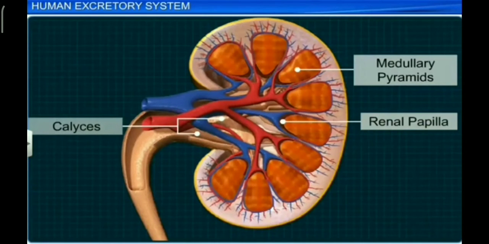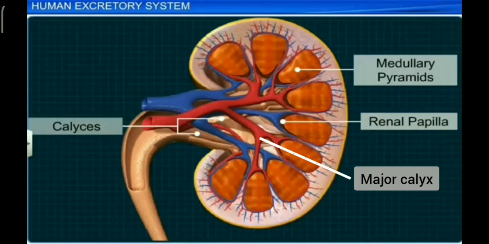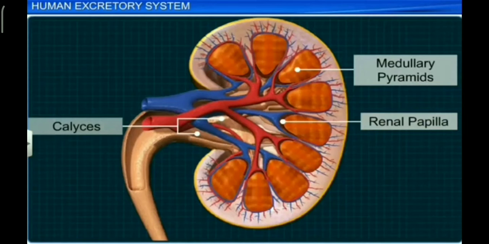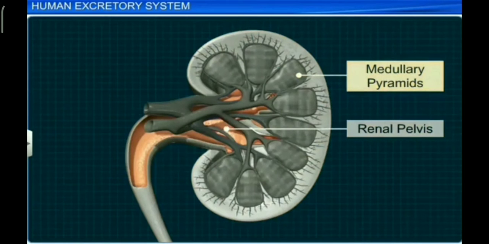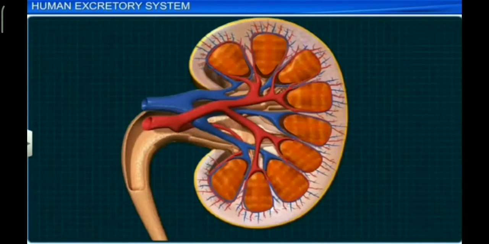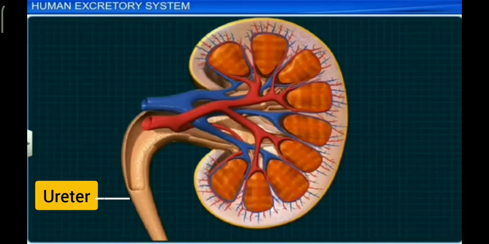Narrow tip of pyramid is called as renal papilla. Renal papilla opens into minor calyx. Minor calyces unite together to form major calyx. Major calyces unite together to form a renal pelvis. Renal pelvis is funnel-shaped area and it continues as ureter which leaves kidney through hilus.